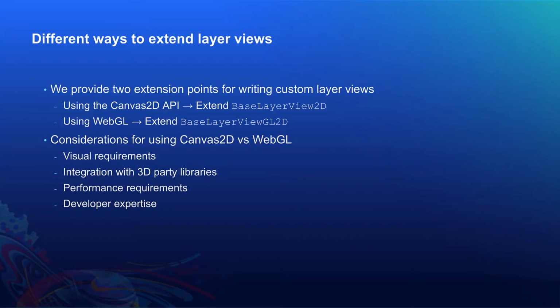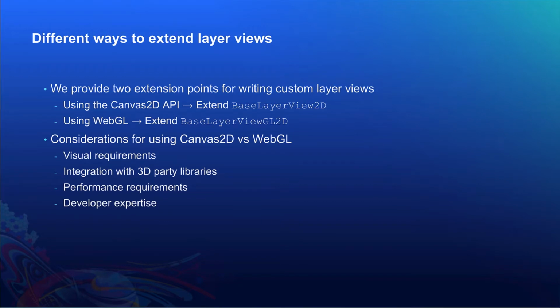Thank you, Yaron. The JavaScript API provides two extension points for writing custom layer views. The first one uses the Canvas 2D API and can be accessed by subclassing BaseLayerView2D. The other one uses WebGL and the class BaseLayerViewGL2D. Which one to use depends on the visual requirements, performance requirements, the availability of third-party libraries, and the expertise of the developer. Today, we will focus on the WebGL case.